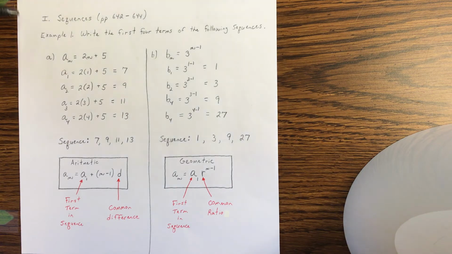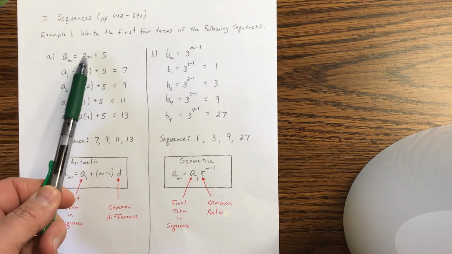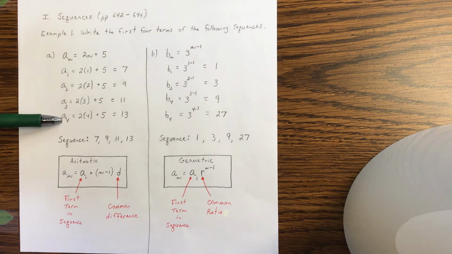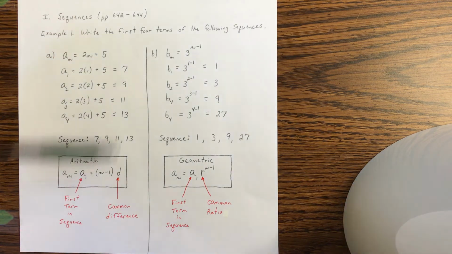All right, sequences. Now I have up here two examples where the directions say write the first four terms of the following sequences. So here is our first one. A sub n equals 2 times n plus 5. So they want us to find the first four terms, so I'm going to let n become 1, n become 2, n become 3, and n become 4. And that will, after we do the order of operations, give us the first four terms of this example of a sequence.